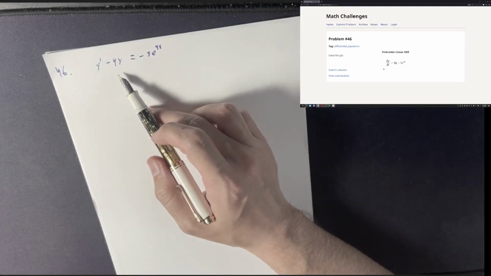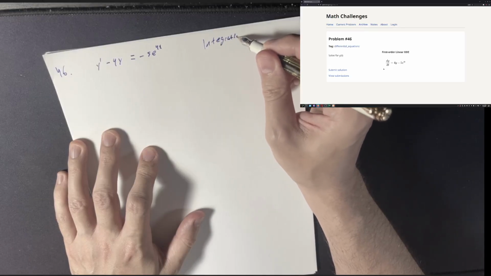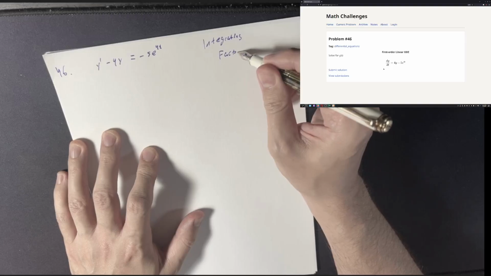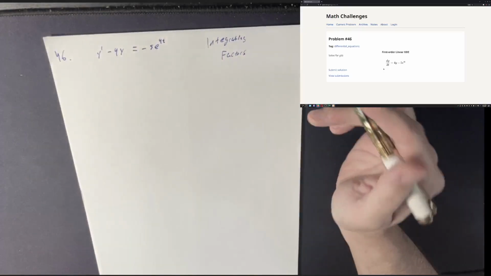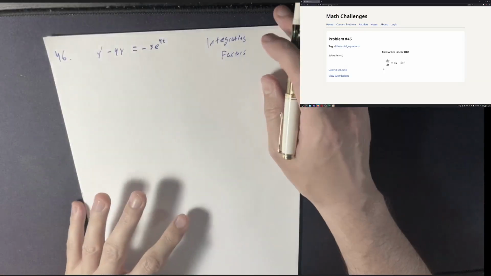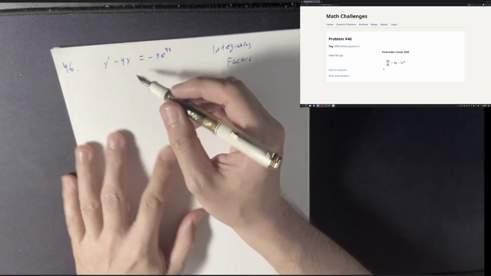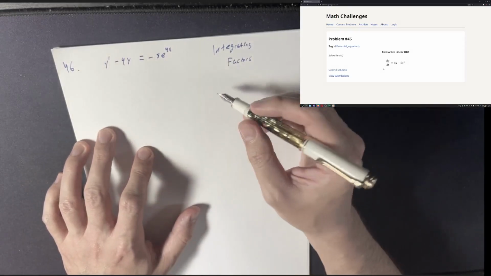The motivation for the integrating factors technique is that this left-hand side kind of looks like the product rule. If only we could make it look like the product rule, you know? So you imagine that, if you just want the answer, you're doing something like this.